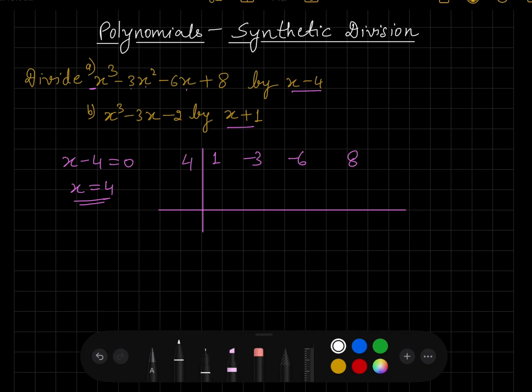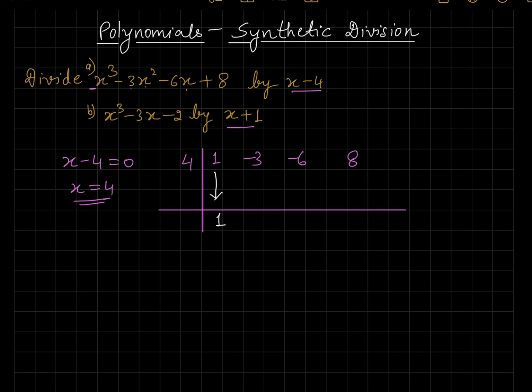Now the next step: I will take down this 1. Now 4 times 1 is 4, which is written here. Negative 3 plus 4 is positive 1, written here. Now this 4 and this 1 are multiplied, so 4 ones are 4 again. Negative 6 plus 4 gives me negative 2. Now 4 times negative 2 gives me negative 8. Now 8 minus 8 gives me 0. So this is my remainder.